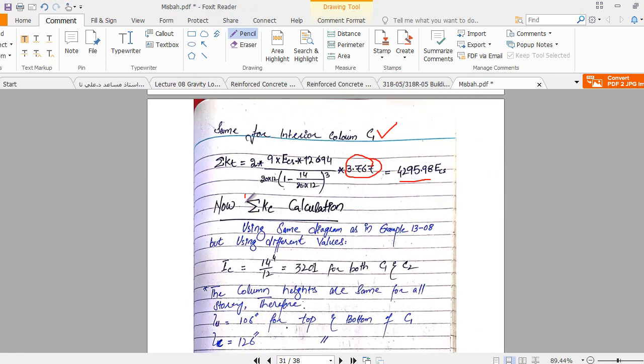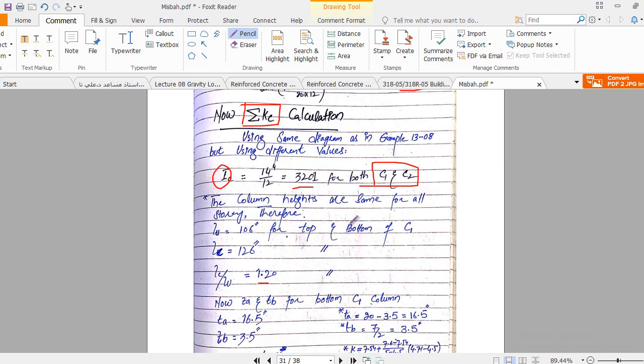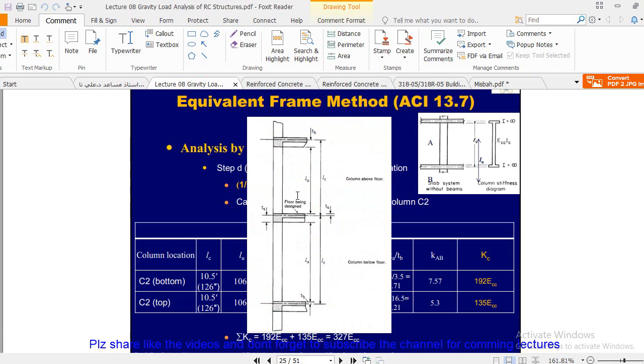The next one is KC. KC is the equivalent stiffness of the columns. Here we have the bottom column and the top column. Clear? So we have to calculate it. First of all, we need IC. You see our column section is 14, a square section, so just take 14 to the power 4 divided by 12. You get this one for both C1 and C2 because the cross section of both columns is the same. Clear? Now we need LC and LU. What these mean, I already explained in lecture number 2. Let me show you here.